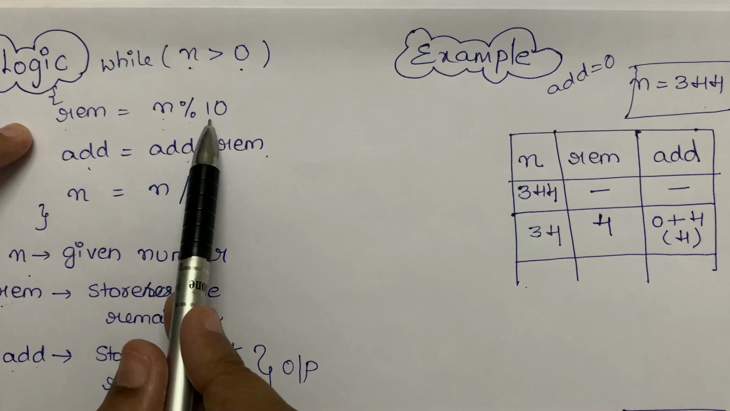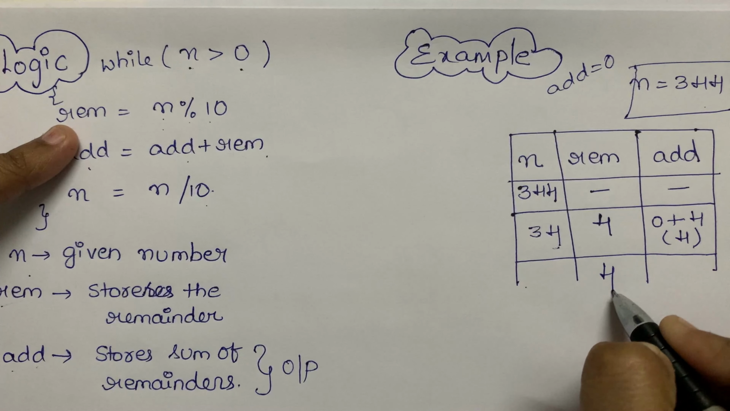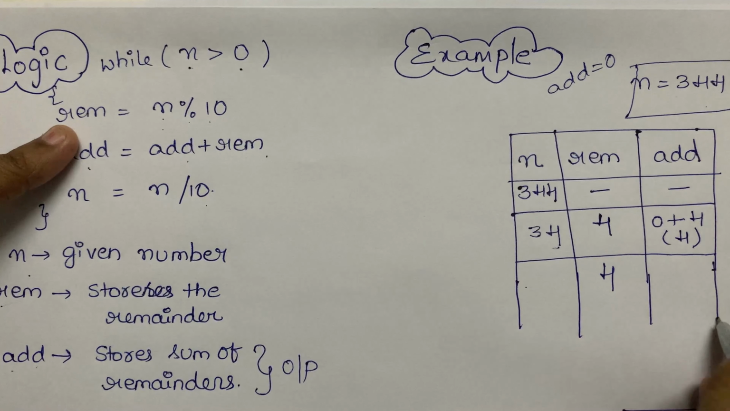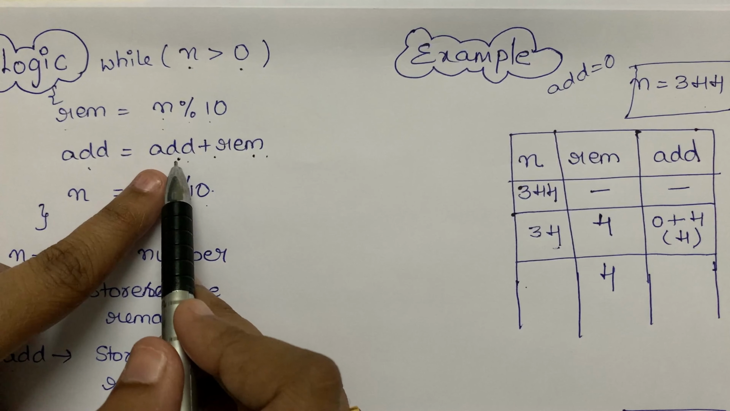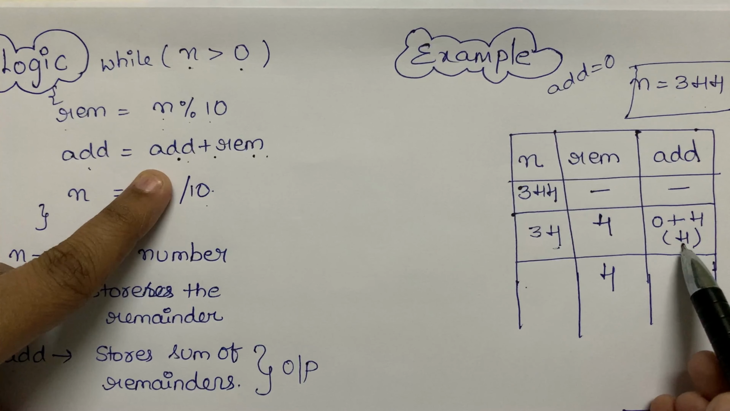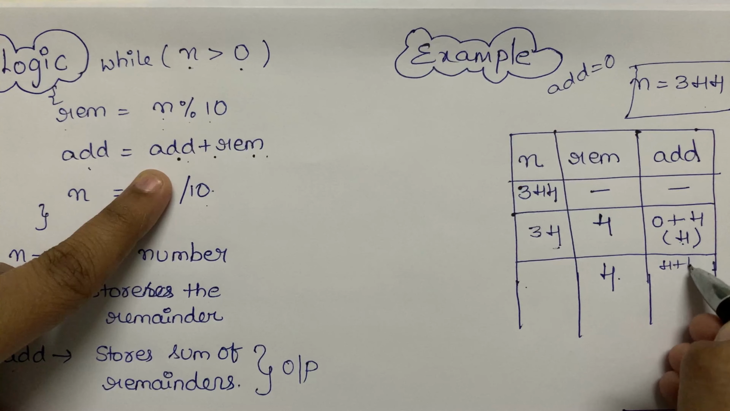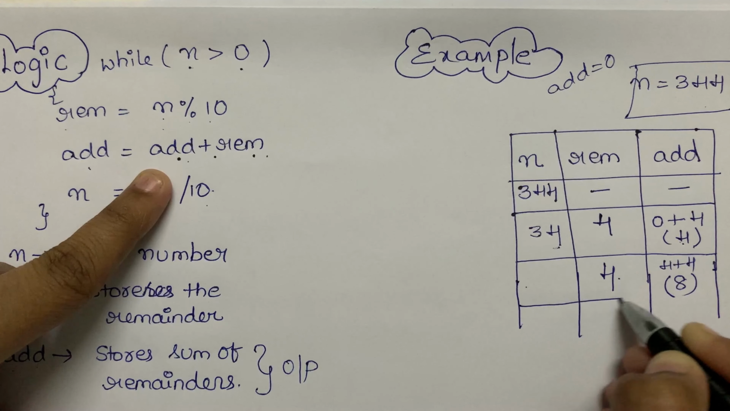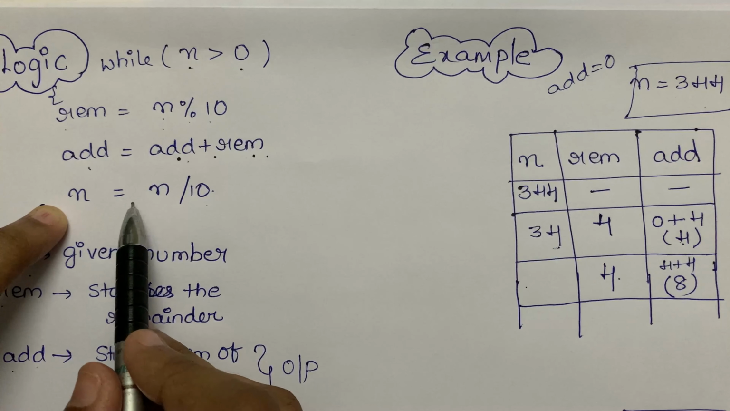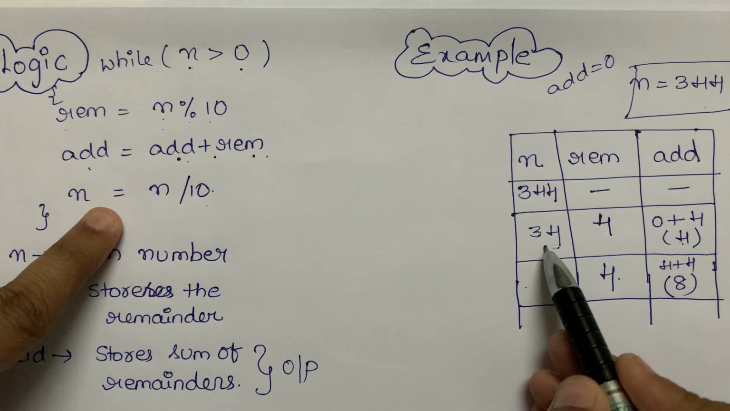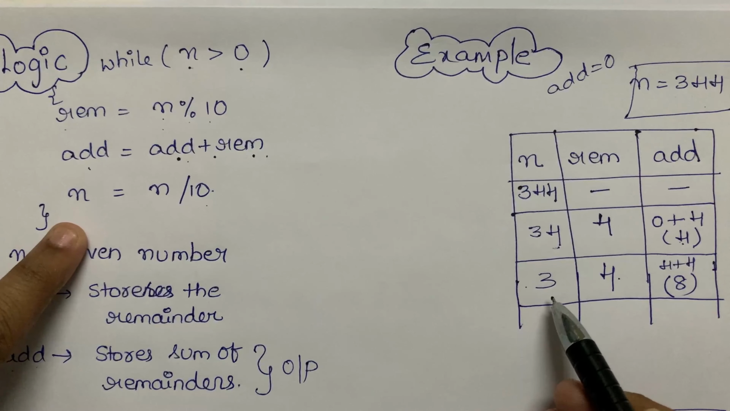Here 34 modulus 10 will be 4. So the remainder value is 4. It stores 4. Now the second statement is add plus REM. What is the previous value of add here? 4. 4 plus REM, 4 plus 4 is 8. Next, coming to the third statement: N is equal to N by 10. What is my N value? 34. 34 by 10 will be 3. So the N value will be 3.